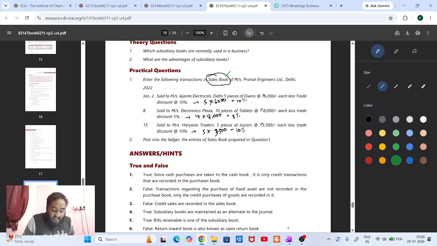Enter the following transactions in the sales book. Sold goods to so-and-so, it is not cash, so it must be credit: 5 into 6,000 minus 10%. Sold goods to so-and-so, 10 into 8,000 minus 5%. Sold goods to Haryana Traders, 5 into 3,500 minus 10%. The three are added.